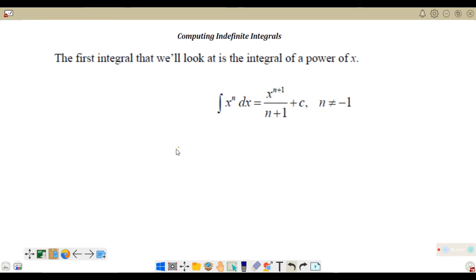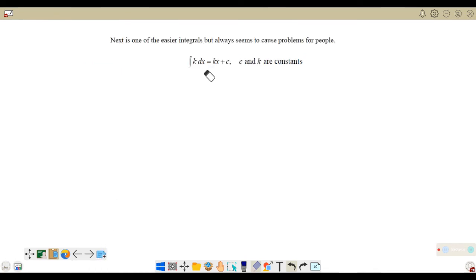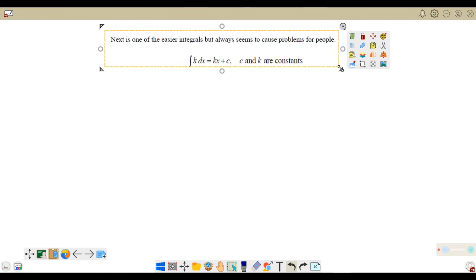Kasi kapag nagkaroon ka ng x raised to 0, any number raised to 0, this is undefined. Cannot be determined siya. So you have to be careful. Your n should be any number except -1. Next is one of the easier integrals but always seems to cause problems for people. Paano kung ang i-integrate mo ay ganito? Ang i-integrate mo lang ay isang constant.